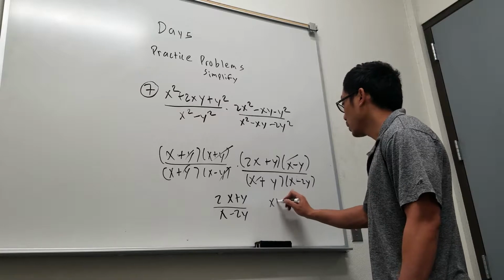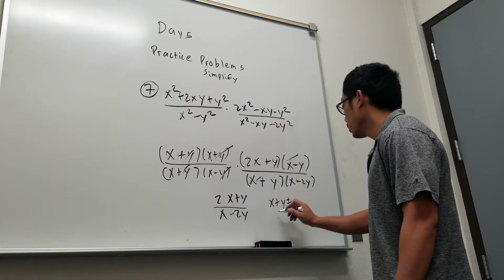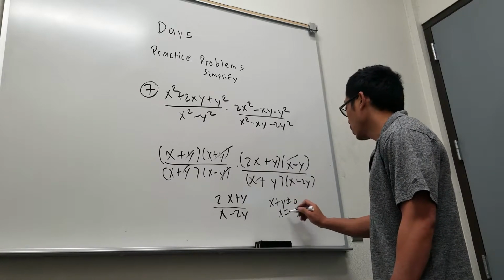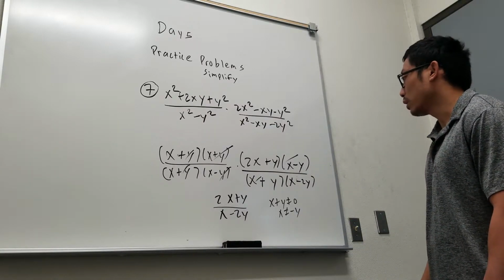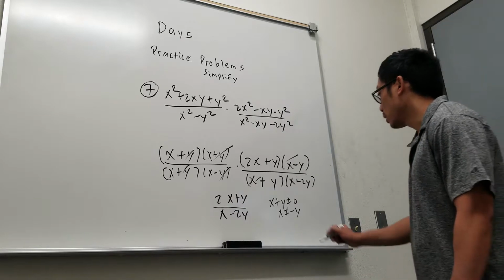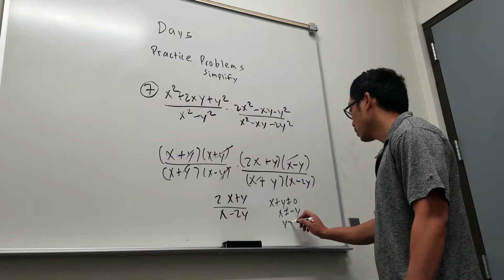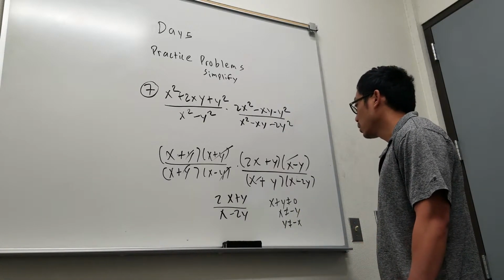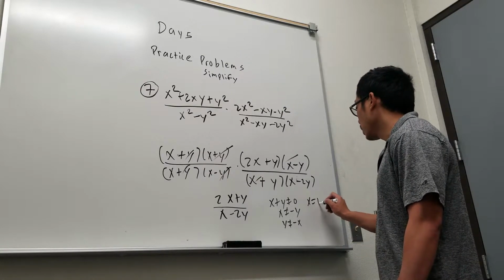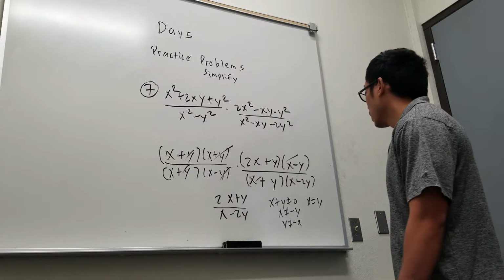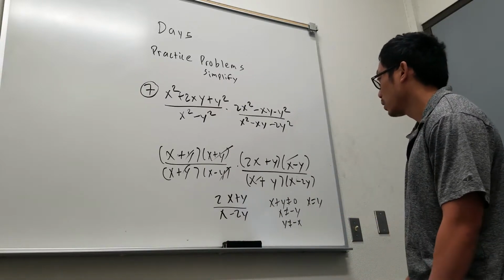So x plus y we said equal to 0. It cannot equal 0, so we're just going to say x cannot equal negative y, or y cannot equal negative x as well. Same idea. Then what else? x cannot equal y, or y cannot equal x, but same thing. So that's it.